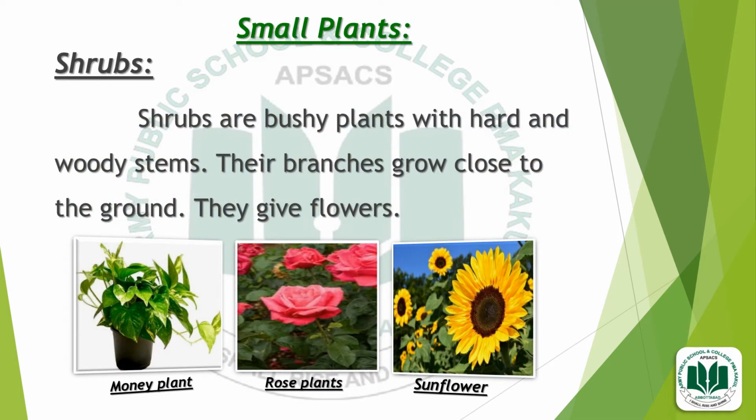Small plants. Students, there are two types of small plants, that is shrubs and herbs. Now first we will discuss shrubs. Money plant, rose and sunflower are examples of shrubs. Students, as their branches are close to the ground, they give flowers. They are usually bushy plants with hard and woody stems.